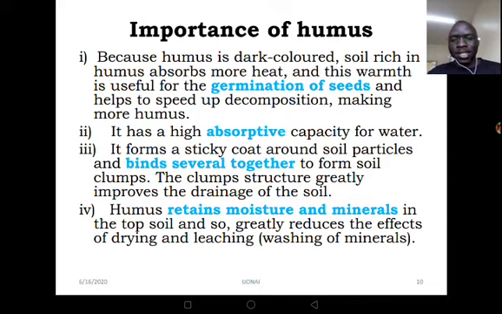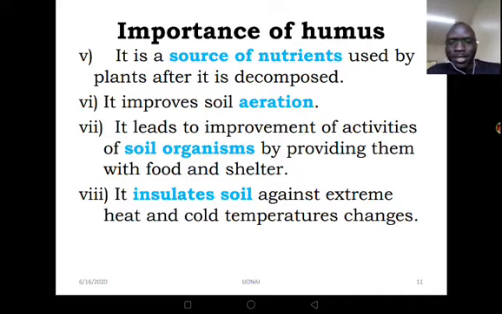And then humus retains moisture and minerals in the top soil, and so greatly reduces the effects of drying and leaching or washing out of minerals. So when you have humus, it means minerals are also trapped in that soil. It's also a source of nutrients used by plants after it is decomposed. Remember, plants require nutrients, nitrates, and so on, which are necessary for plant growth. They can easily be found in humus.